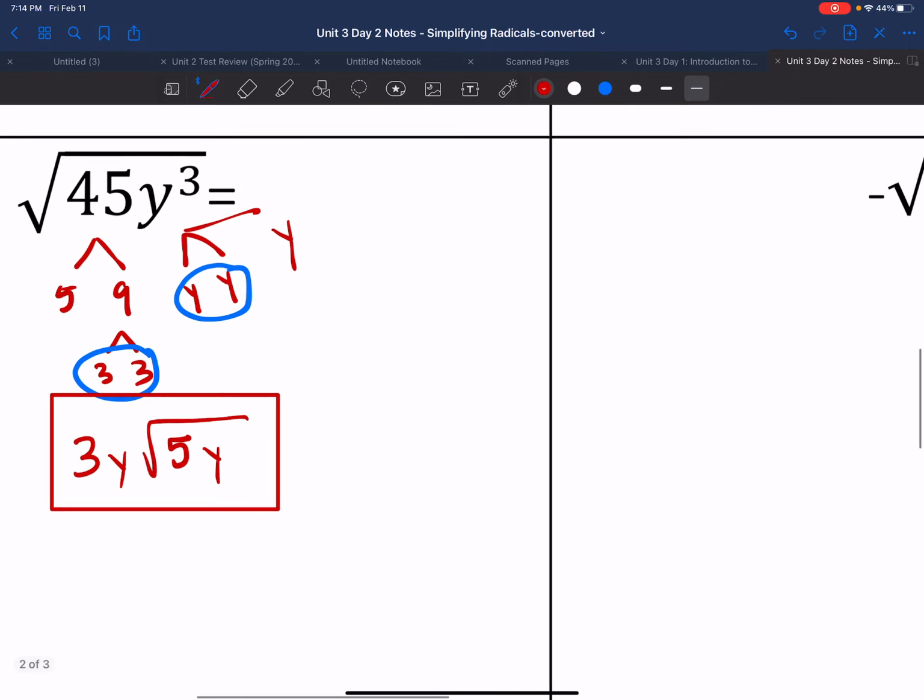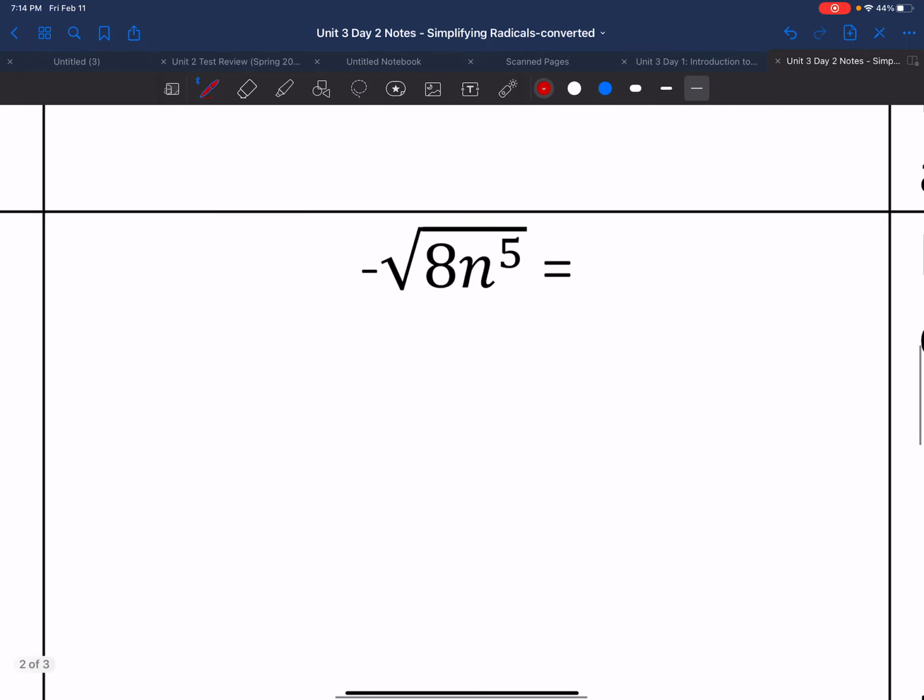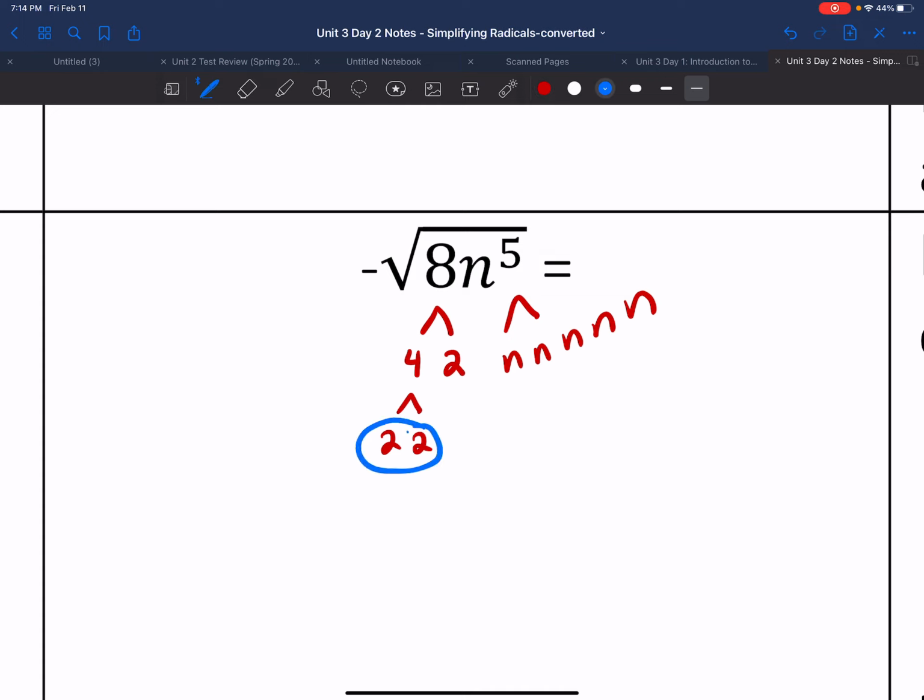Okay, here we go. Here's the next problem. 8 isn't a prime number, so let's go ahead and break that down. I know that's 4 and 2, and then this is 2 and 2, and this right here is n times n times n times n times n, right? So let's see. I have a pair of 2s, a pair of n's, and another pair of n's.